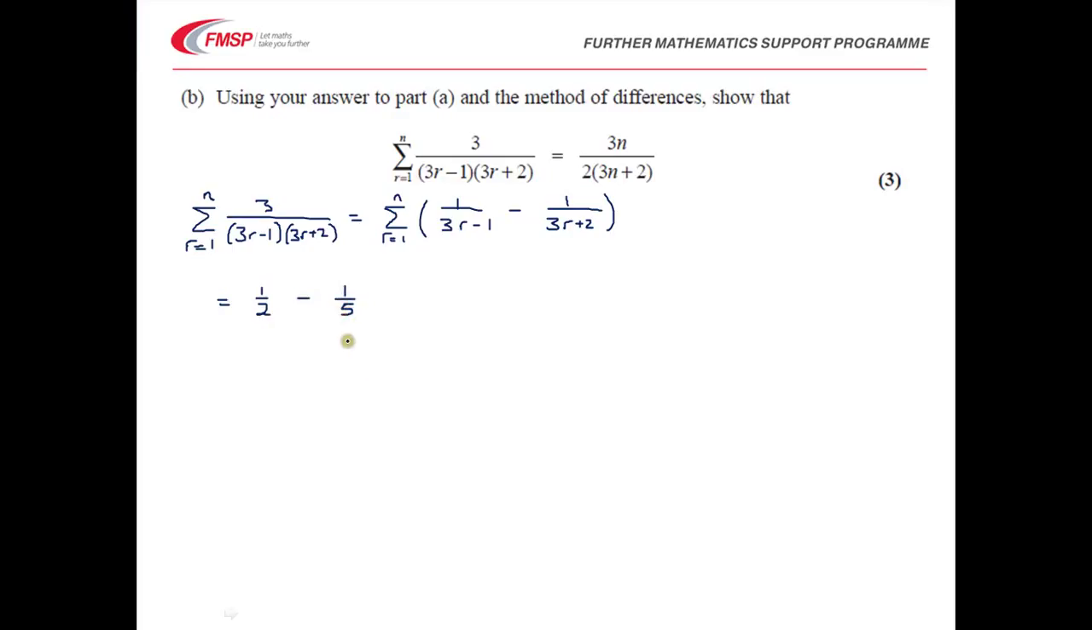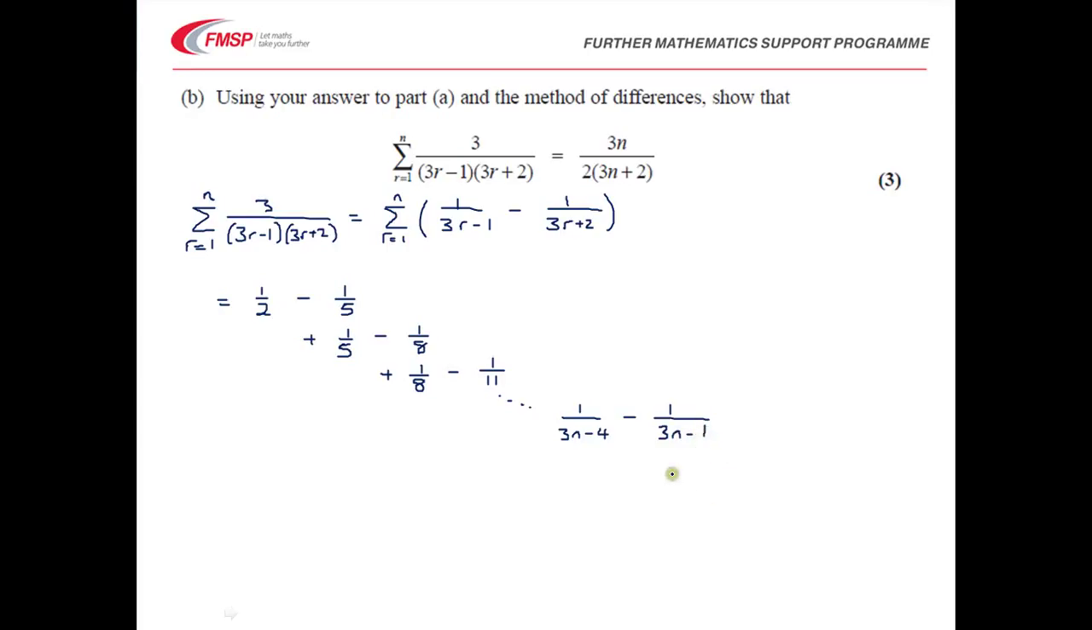If r is 2, 3r minus 1 is 5, so plus 1/5, and minus 1/8. If r is 3, 3r minus 1 is 8, so that's plus 1/8. 3r plus 2 is 11, so minus 1/11, and so on. Looking at the end of my sum, I'm going to take the case where r is n minus 1. So 3 lots of n minus 1 is 3n minus 3. Take off another one, that's 3n minus 4. Take away 3n minus 3 plus 2 is 3n minus 1.